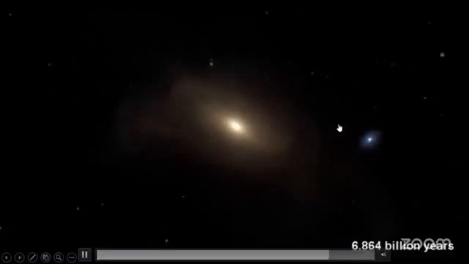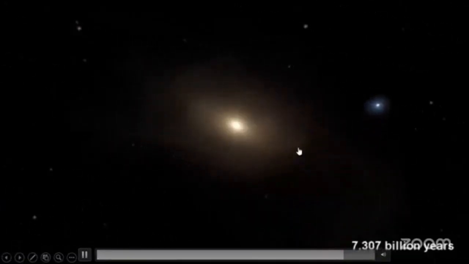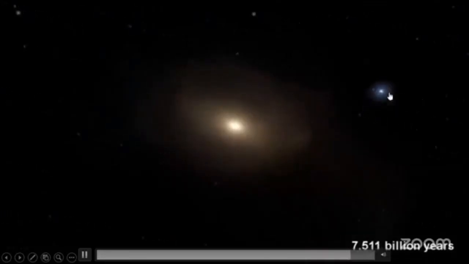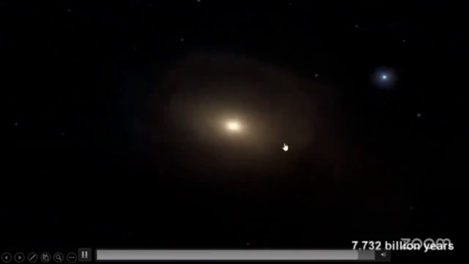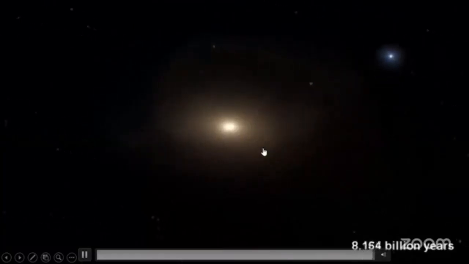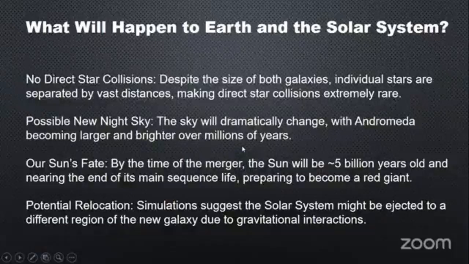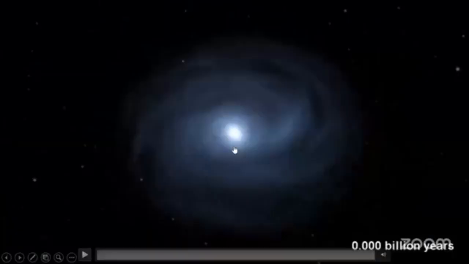So here is the Triangulum galaxy. It might still collide and merge with this one. I believe it might still merge in the future, but we're not focusing on that. So that is about 7 billion years from now, and we have the Milkyomeda. This is the Milkyomeda.